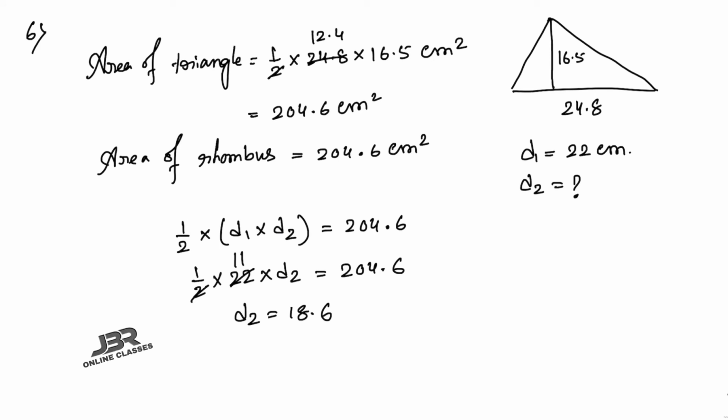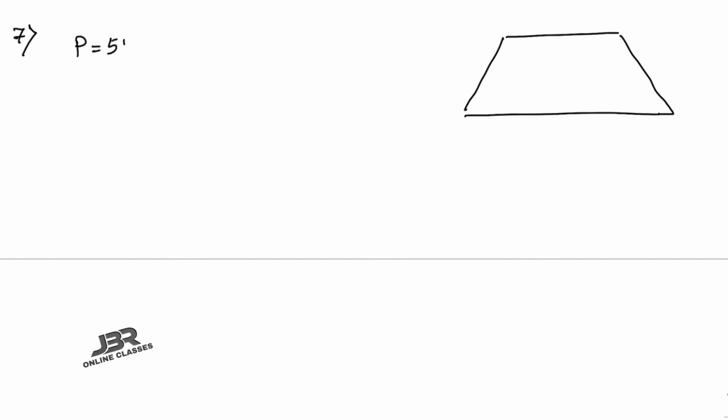Now next one, sum number 7. In sum number 7, the perimeter of a trapezium. Suppose this one is a trapezium, and the perimeter equals 52 centimeter. Its non-parallel sides are both 10 centimeter, and its altitude is 8 centimeter. Find the area of the trapezium.